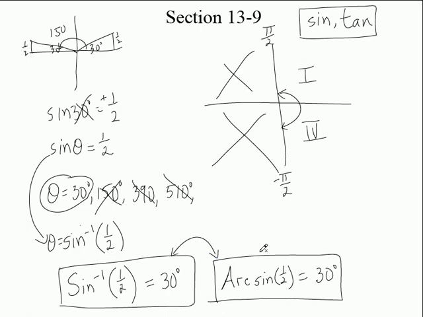So, Mr. Herring, the difference between arc sine and cosecant is with cosecant, they give you an angle. That's right. And you give them the ratio. But with arc sine, they give you the ratio. And you give them the angle. Exactly right.